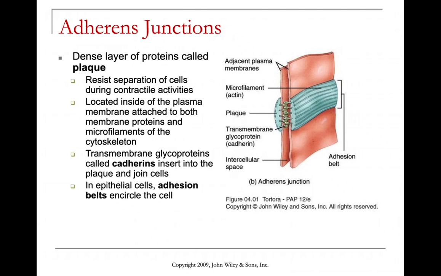Adherens junctions, these have a dense layer of plaque, which is a protein. This helps to resist separation of the cells during contractile activities. It's located inside the plasma membrane, and it attaches to both the membrane proteins and microfilaments of the cytoskeleton. So it penetrates a little deeper into the cell than just the membrane. So the transmembrane glycoproteins called the cadherins are going to insert into the plaque, and that's what's going to join the cells. So in epithelial cells, you can see these adhesion belts that will encircle the cell.